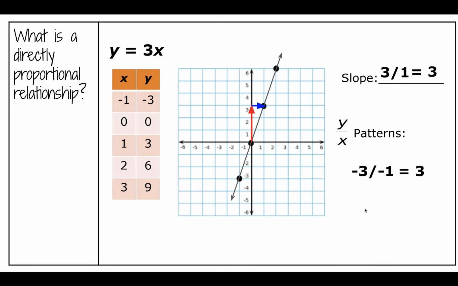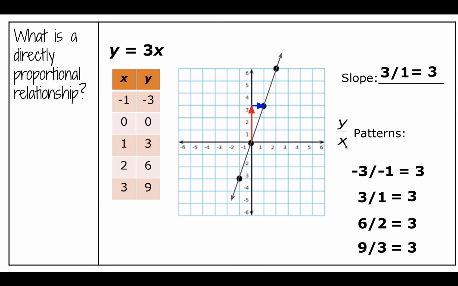0 divided by 0, we can't divide by 0. That's a special case. We're just going to skip to the next point. Let's take our y to x ratio there. What value do we get? 3. Same thing, our next one would be 6 divided by 2. 6 to 2, that gives us a value of 3. And then 9 to 3, that gives us a value of 3. We can see that we have that constant rate of change throughout our table of values.